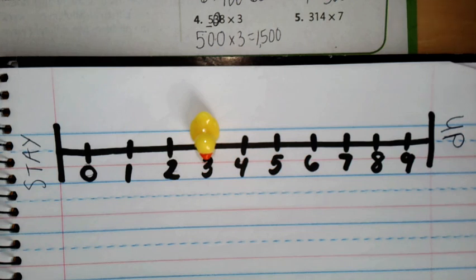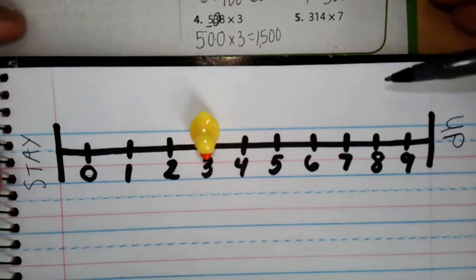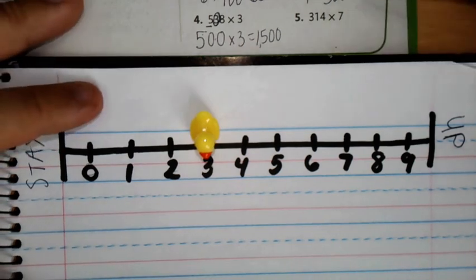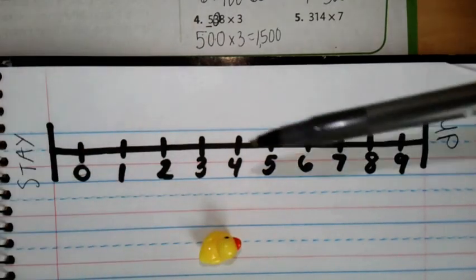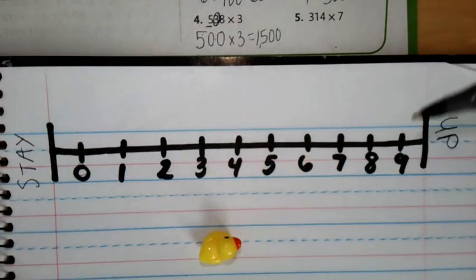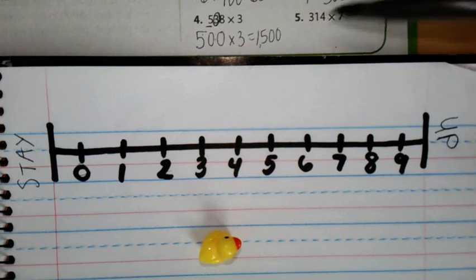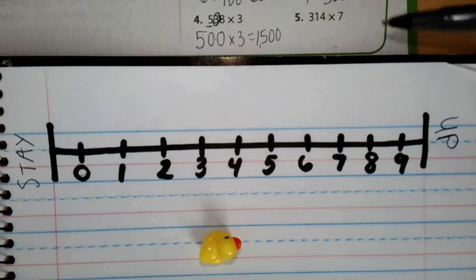Now, we're going to try out number 5. I'm going to ask you to do all of number 5 on your own. All right. I'm going to leave the little ducky here. You can try to imagine where he would go on my number line for this one, and then I'll show you. So pause your video and do number 5 right now on your own. All right. 314 times 7. What are we going to estimate? How are we going to round this into an estimate? Pause the video and solve.